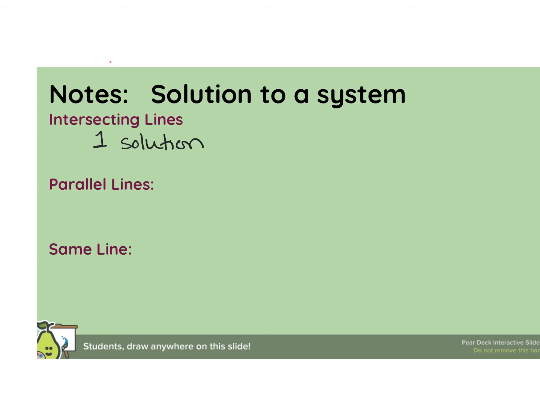You can just look at the equations and you know you're going to have intersecting lines if the slopes are different. So you will have different slopes. You don't have to look at the y-intercepts if the slopes are different. So the y-intercepts do not matter. If the slopes are different, there's going to be one solution.